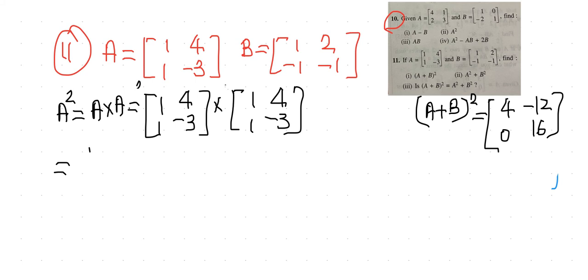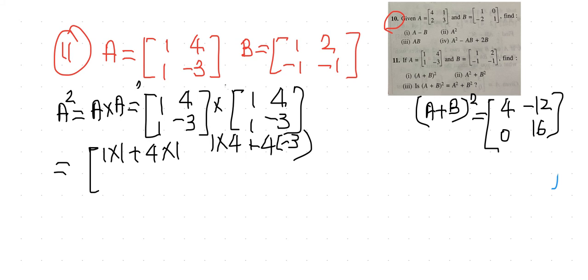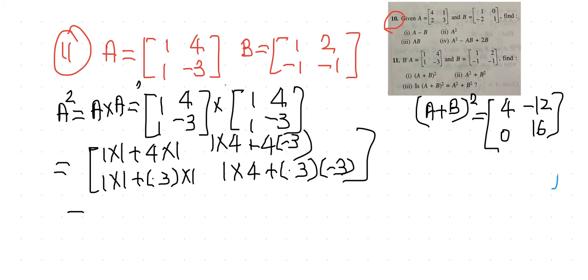So how much will this be equal to? I'll be writing 1 into 1 plus 4 into 1. Then 1 into 4 plus 4 into minus 3. Then I have 1 into 1 plus minus 3 into 1. And then here I have 1 into 4 plus minus 3 into minus 3. So how much is this going to be equal to, children? 1 plus 4 is 5. 4 minus 12 is minus 8. 1 minus 3 is minus 2. And 4 plus 9, not minus 9, children. Minus 3 is 9. So this is equal to 13. So this is what you are getting, a square.